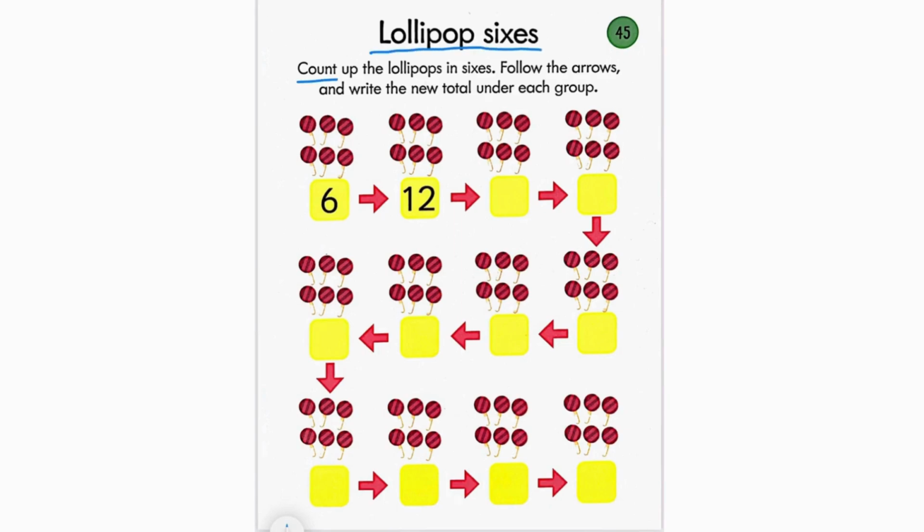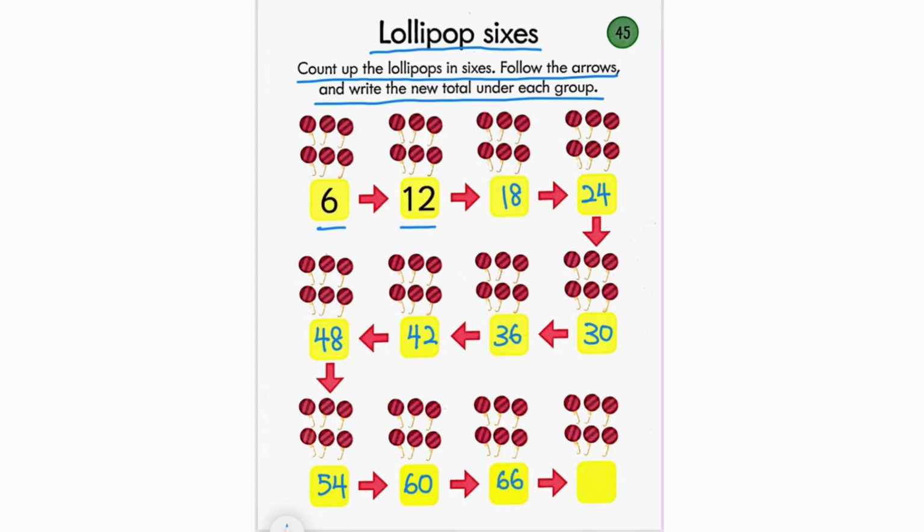Lollipop sixes. Count up the lollipops in sixes, follow the arrows and write the new total under each group. 6, 12, 18, 24, 30, 36, 42, 48, 54, 60, 66, 72.